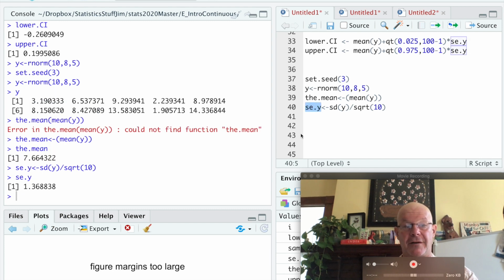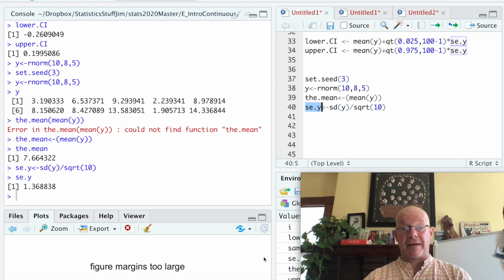And so there's our standard error. So if we were communicating this in a paper or in a talk, we might say that the mean was 7.66 plus or minus 1.36, and that's the standard error. Okay, that's the standard way in which we would describe that.